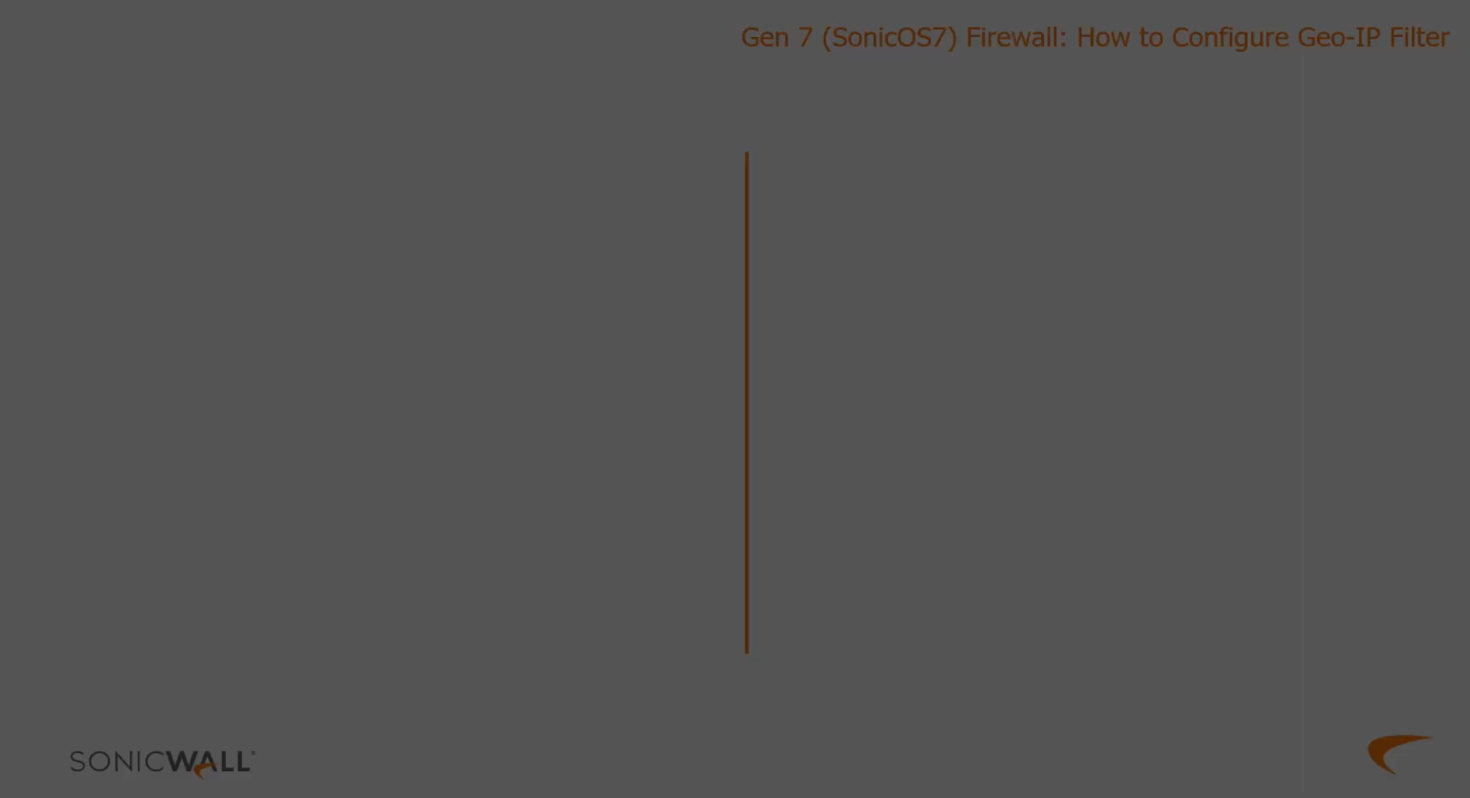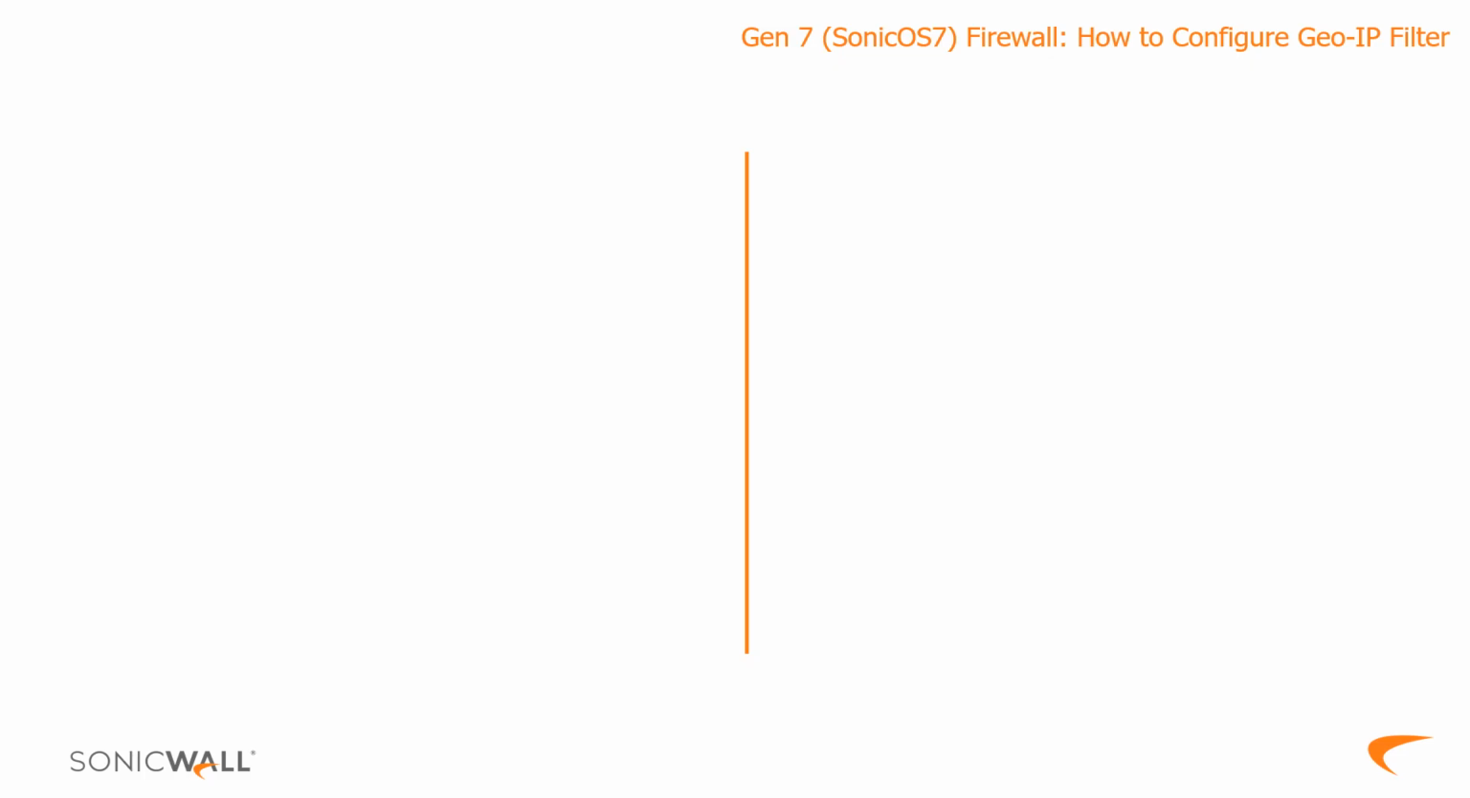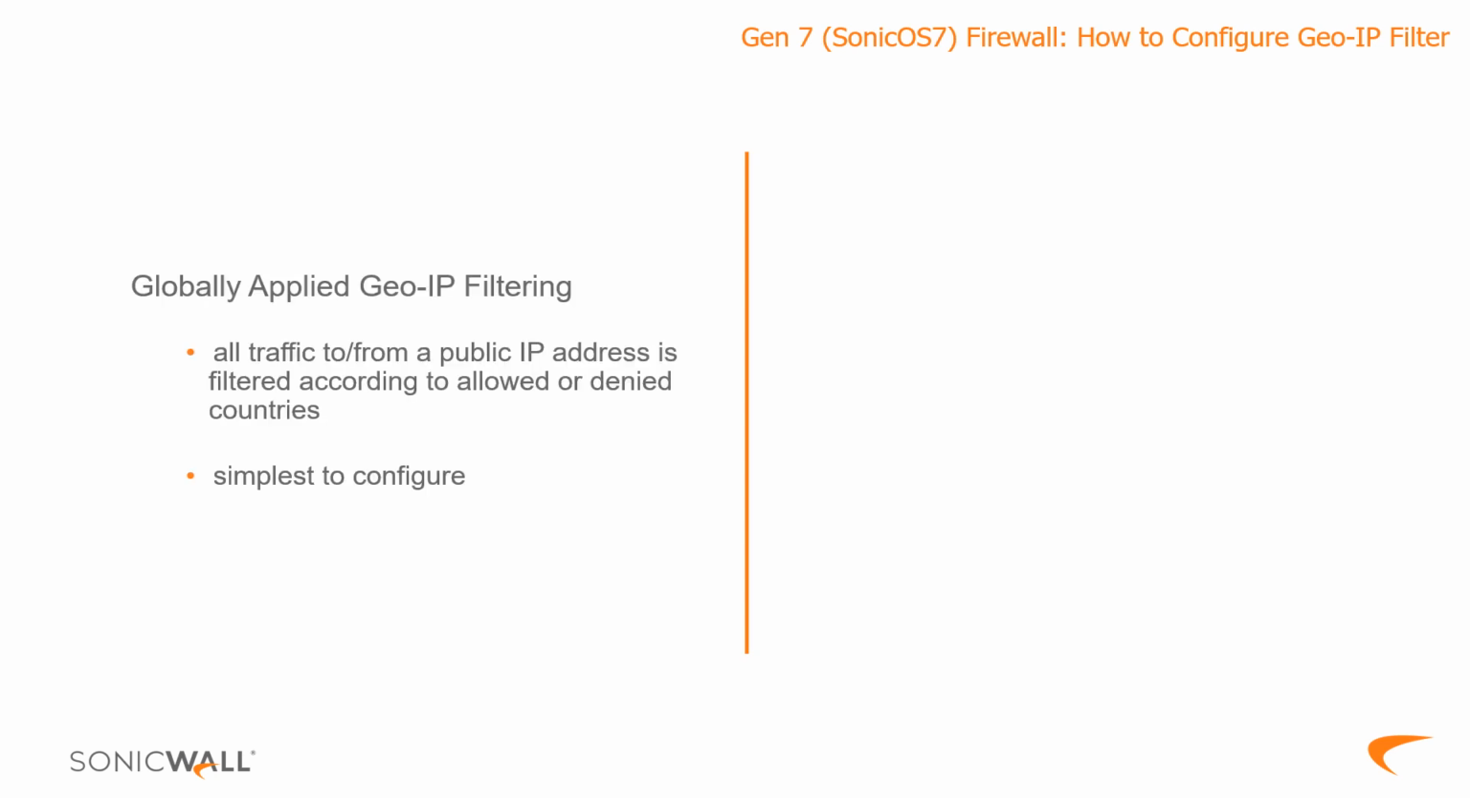For Geo-IP filtering, there are really two ways you can apply the service. You can configure Geo-IP as a global setting. In other words, all traffic going to or coming from a public IP address will get resolved to a country of origin or destination. And then the traffic to or from those IP addresses will either get allowed or blocked based on whether you're allowing access to or from that country.